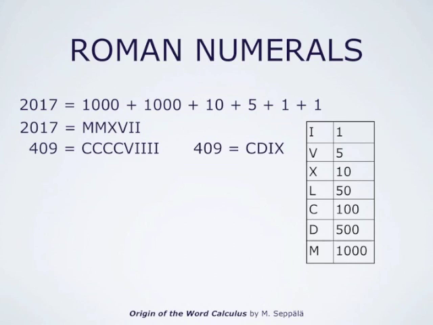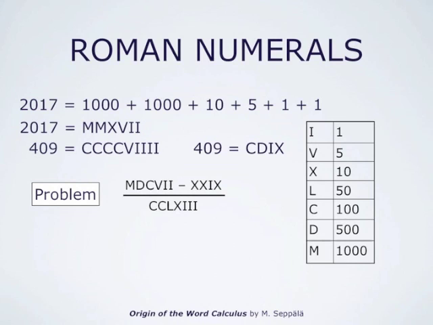Now think of the following problem. Within the system of Roman numerals, compute the expression of the fraction MDCVII minus XXIX and that difference divided by CCLXIII. So what is the value of this arithmetic expression? This is pretty complicated to compute if one has to deal with Roman numerals only.